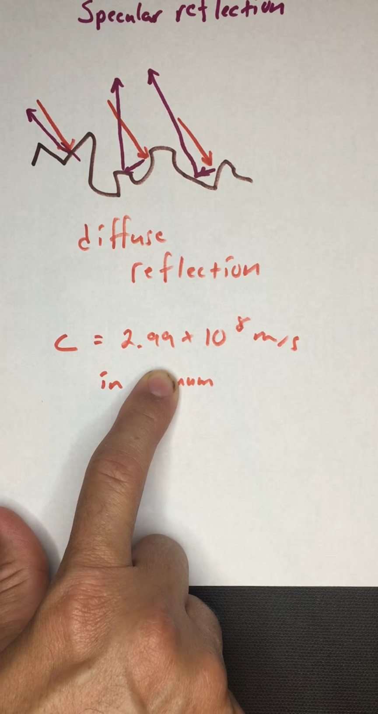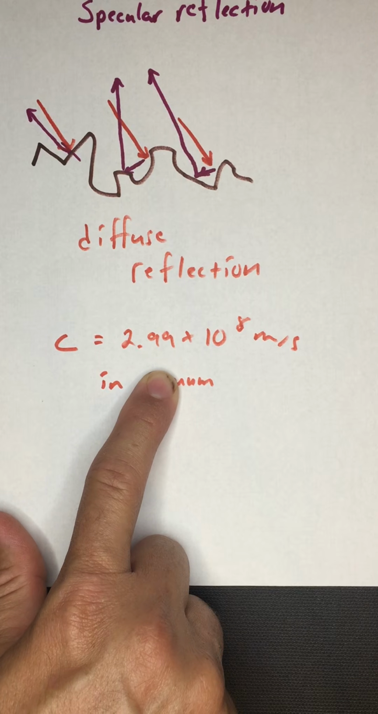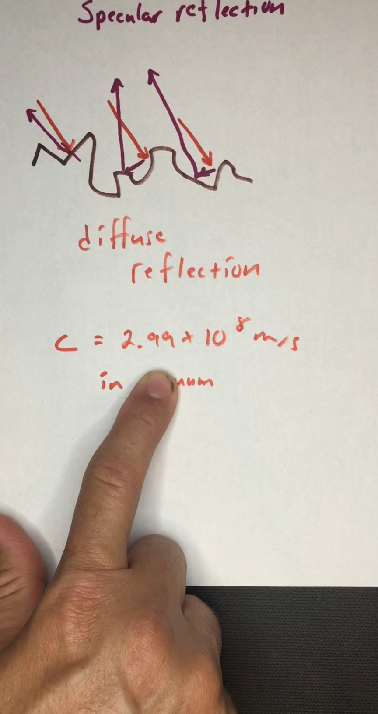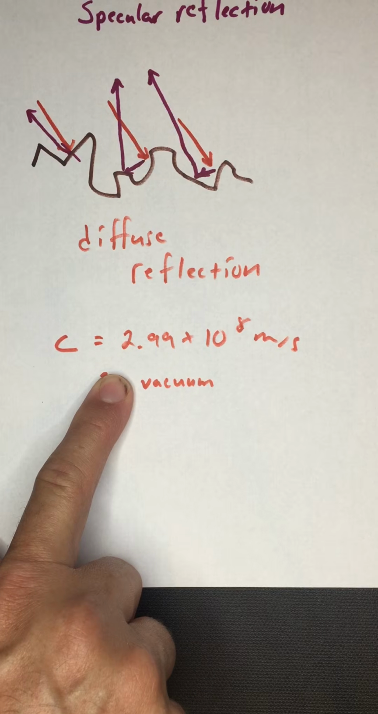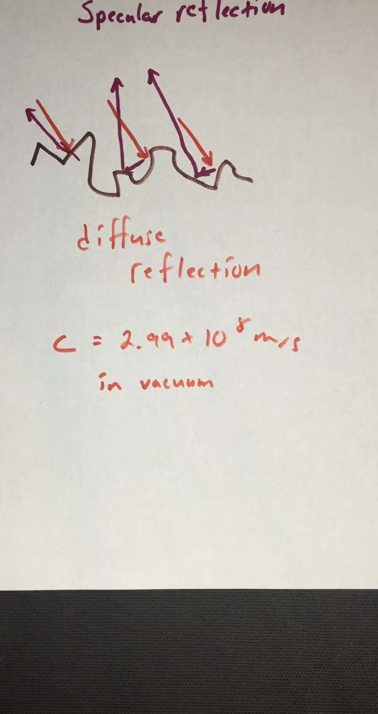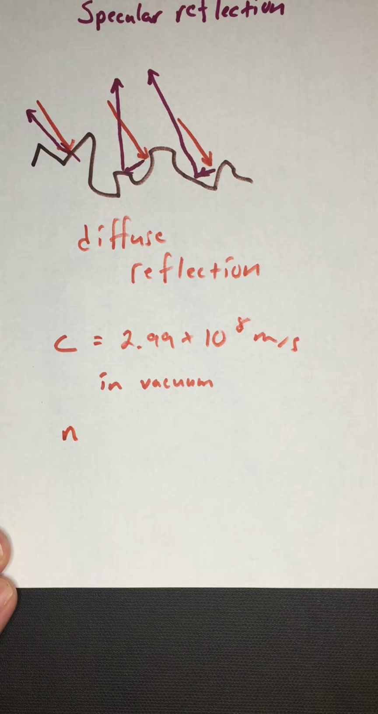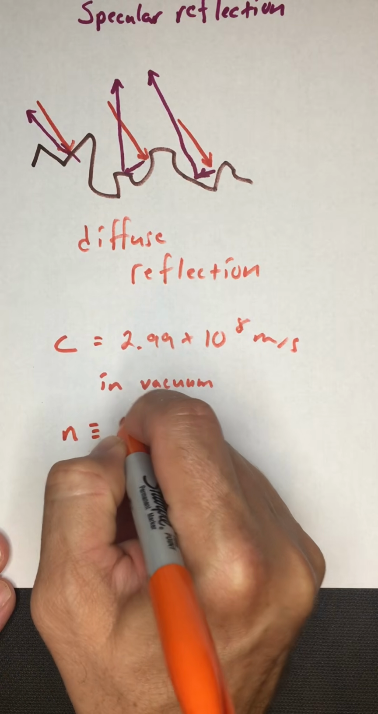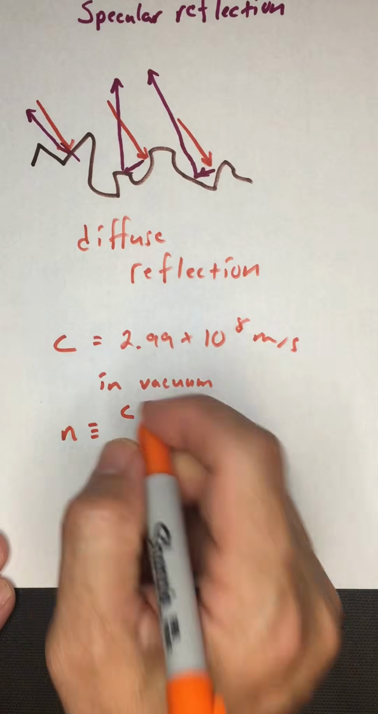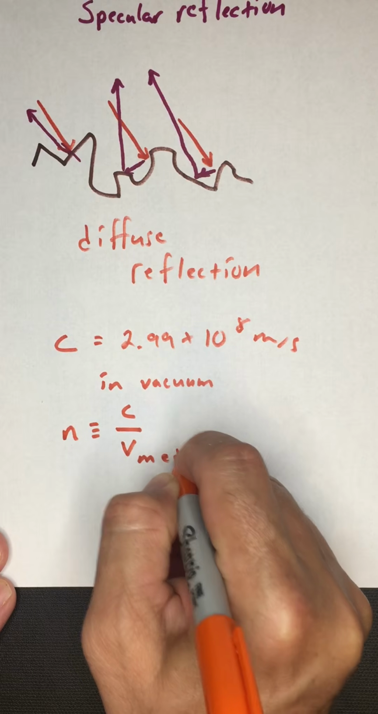As it turns out, as it enters a new medium like glass or water or diamond, it slows down in every case. Air and vacuum represent the fastest light is ever going to travel, but if it enters another medium, it will actually slow down. We can characterize that by coming up with an index of refraction, N. The index of refraction is going to be defined as the speed of light in vacuum divided by the speed of light in the new medium.